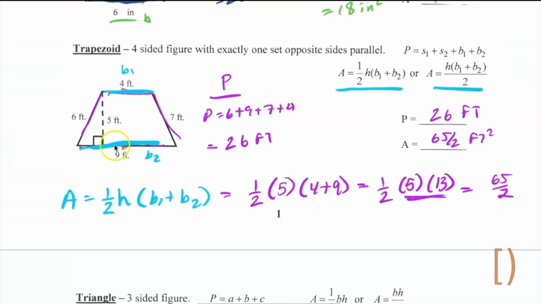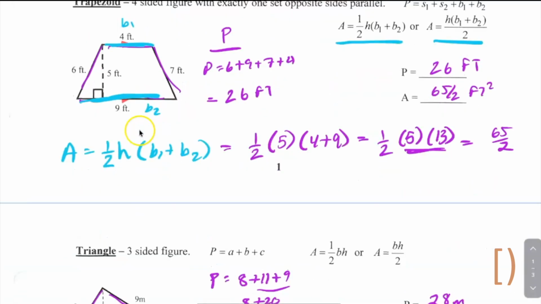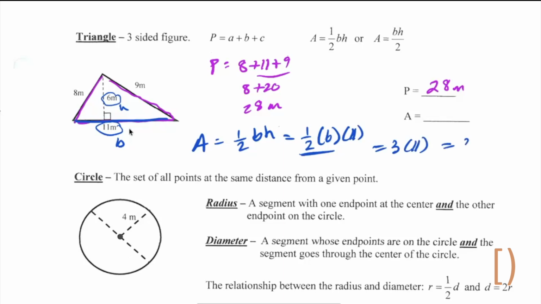My base was 9. Well, in this case, a little different, but my height was 5. Over here, right? My height was 3, and the base was perpendicular to it, so it was 6. So it has to be like that. So that's my base and my height. So substitute it in. 1/2 times 6 times 11. I'm just going to do 1/2 of 6 first. That's 3. And then 3 times 11 equals 33. So 33, look at my units, meters squared.